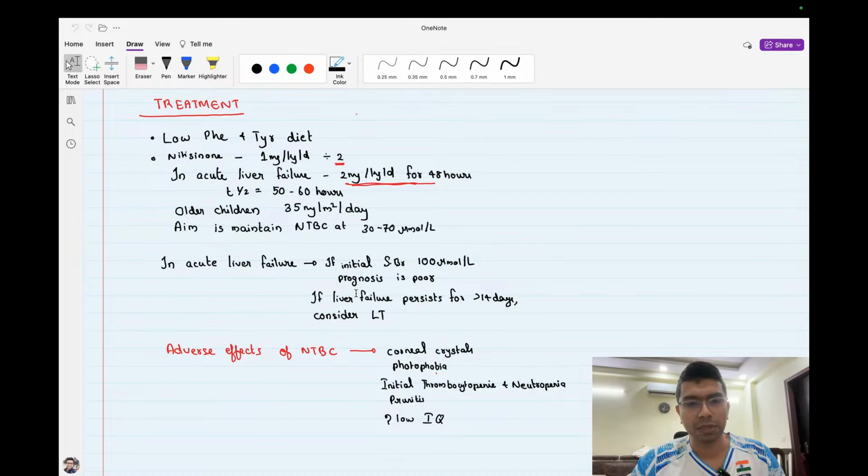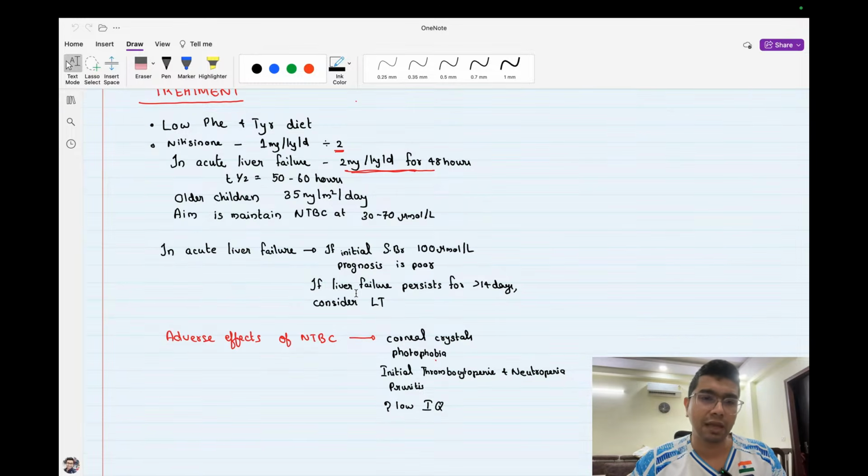Even in adults where the body weight shoots up above 40 or 50, we can modify the dose based on trough levels. We can measure the drug concentration in the early morning before the drug is given, and we have to maintain the nitisinone level between 30 to 70 micromoles per liter in blood. So we don't have to increase the dose every now and then according to the weight. Once it reaches 35 mg or 40 mg total dose per day, then we can measure the trough levels and adjust the dose.